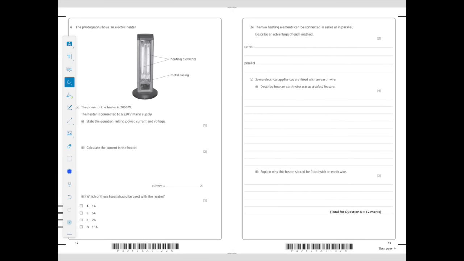The photograph shows an electric heater. The power of the heater is 2000 watts. The heater is connected to a 230 volts main supply. State the equation linking power, current and voltage, and I can remember that is PIV. So therefore power equals current times voltage. Calculate the current in the heater, so rearrange so that current is power divided by voltage. Power is 2000 watts, divide that by 230 volts, and you get an answer which is 8.7 amps.